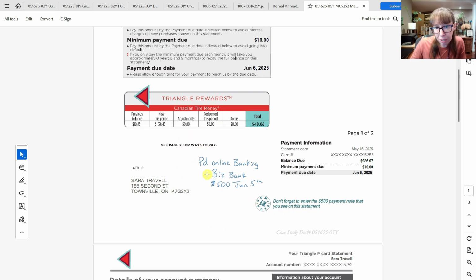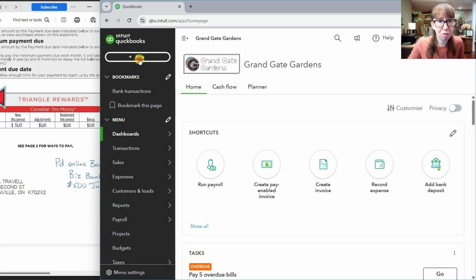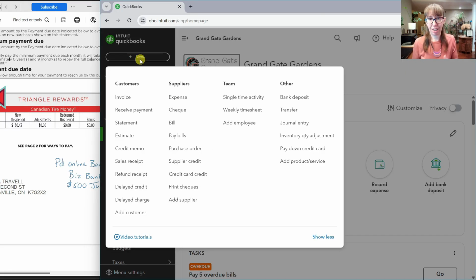I'm going to go ahead and put in that online banking payment right now so I don't forget. And again, I've mentioned it before, there are many ways to put in a payment. You can do it from the bank feeds, but we don't have the June bank feed yet. You can do a transfer because a credit card and a bank are both sort of banks that you can transfer between. You can choose pay down credit card, and you can put in an expense entry.